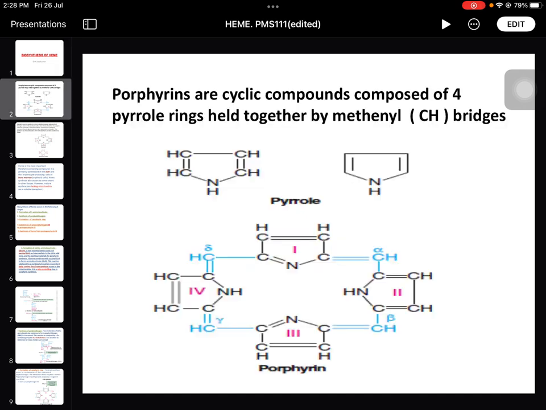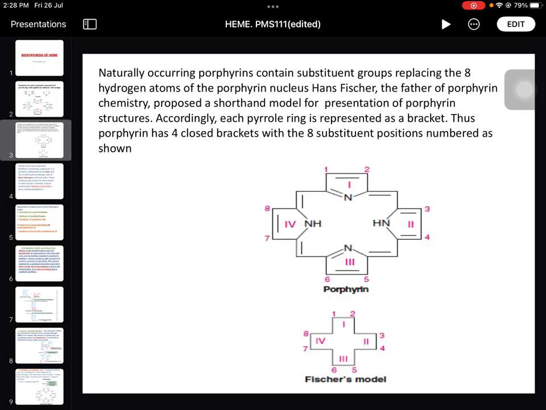porphyrin compound, which are cyclic compounds which consist of 4 pyrrole rings which are held together by methynyl bridges. Now, you see this structure, we can easily understand that these pyrrole rings are held together by the methynyl bridge and it is forming a closed ring structure. So, the naturally occurring porphyrins contain substituent groups which replace the 8 hydrogen atoms of the porphyrin nucleus. This structure was put forward by Hans Fischer and it is called the Fischer projection or Fischer ring structure.